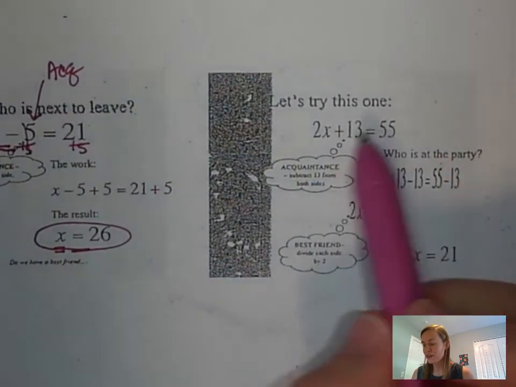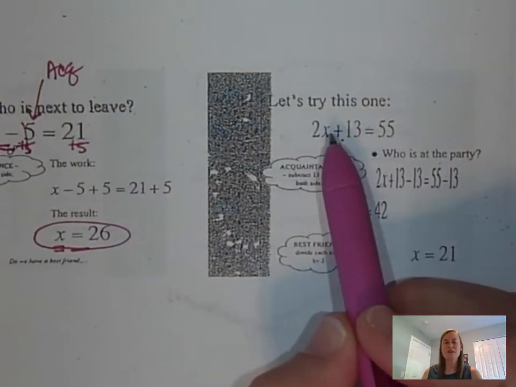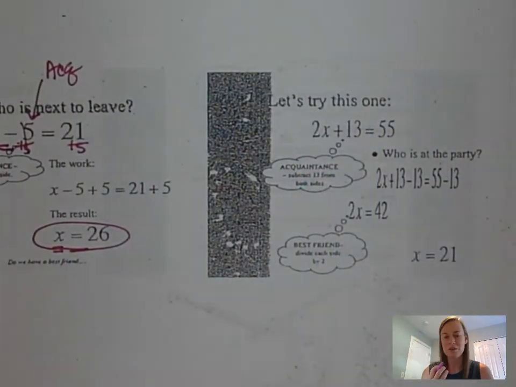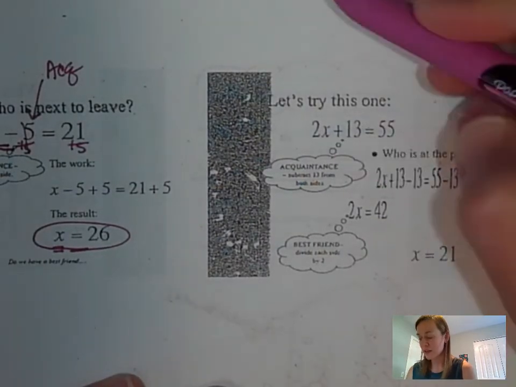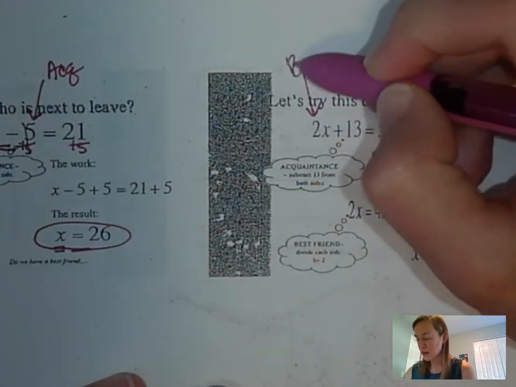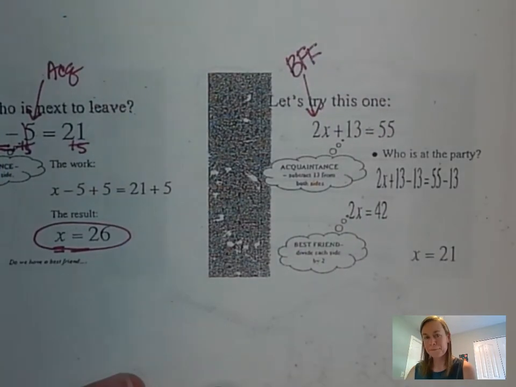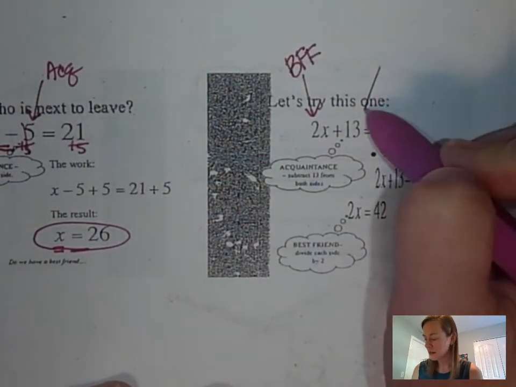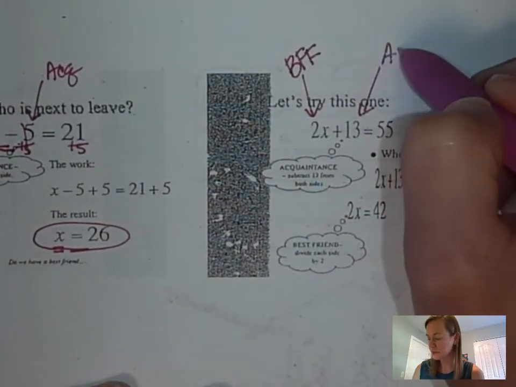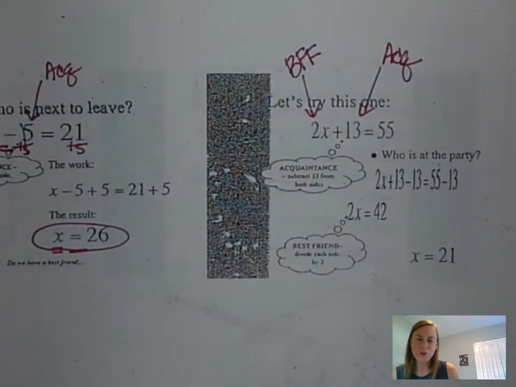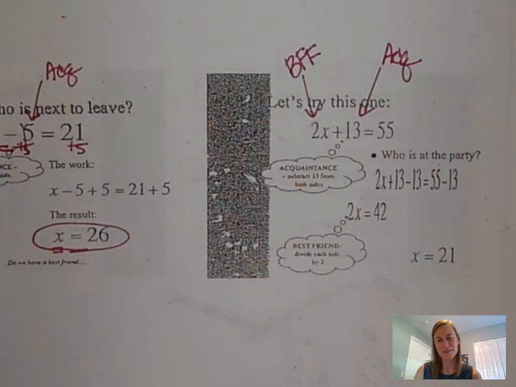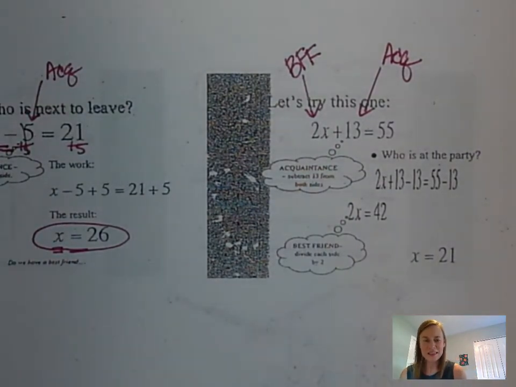So first of all, can we identify the partygoers in this problem? Look at it for a second. Look for a best friend, look for an acquaintance, and check to see if there's a creeper. Looks like we do have a best friend here, don't we? Right beside the host, that 2 is going to be our best friend. And then that 13 will be an acquaintance. So which one leaves the party first? The acquaintance that you kind of know or your best friend? Definitely the acquaintance is going to leave first.